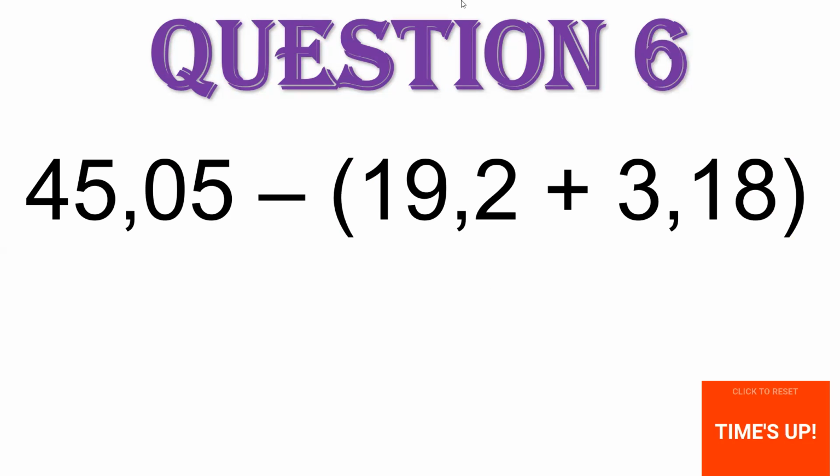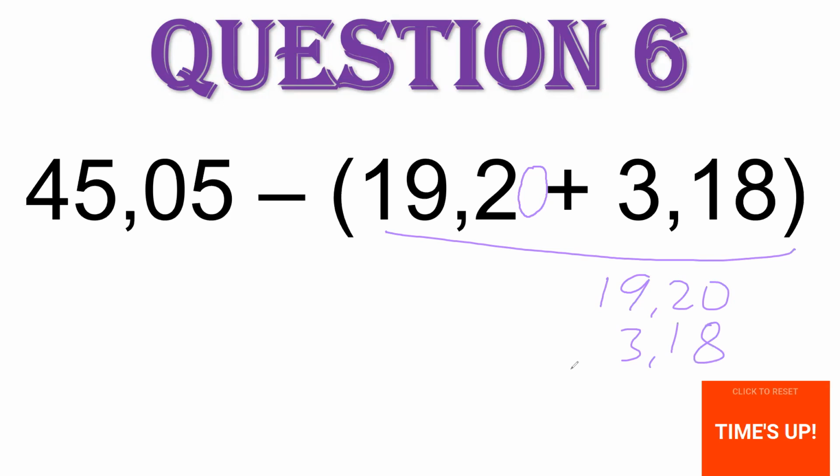Okay, let's answer question 6 now. Starting with brackets, we are going to calculate this side first. If you answer just this question, you can write 0 here to make it easy. So 19,20 and 3,18 with the commas just next to each other. So 0 plus 8 is 8, 2 plus 1 is 3, comma coming here, 19 plus 3 is equal to 22.